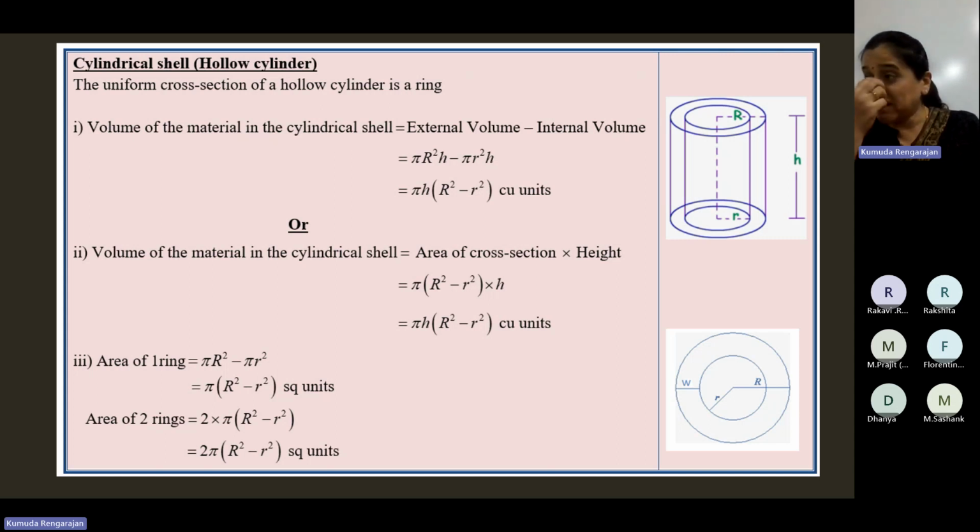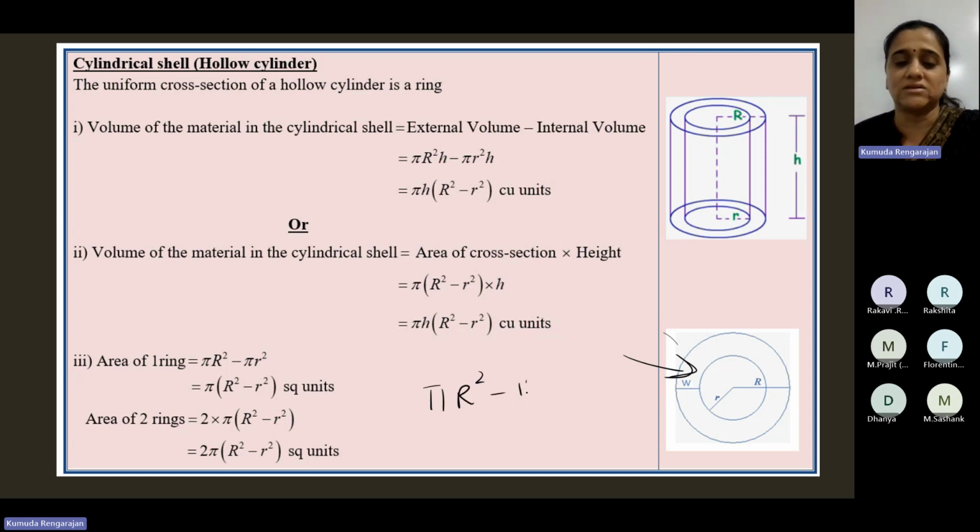So that object can be formed by stacking many rings. If you stack many rings to any height, you'll get a hollow cylinder with a thick wall. So the cross section is a ring. So how do you find volume? Area of the uniform cross section into height. Going back to 8th standard, we have understood how to find the area of this ring. It is the area of the outer circle minus the area of the inner circle. This one is the ring.